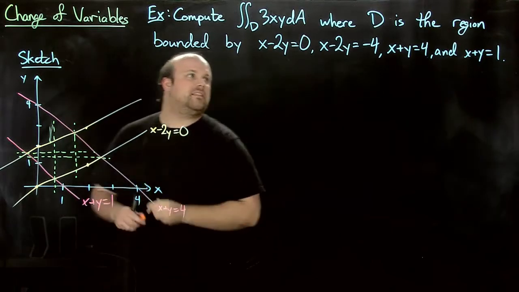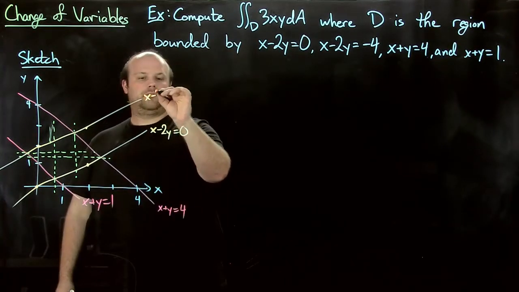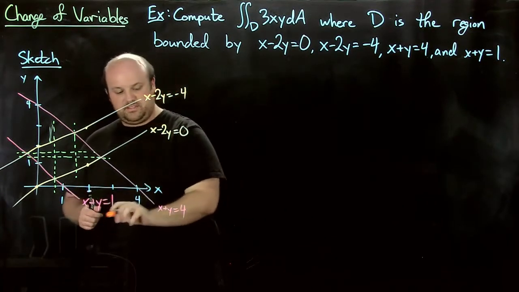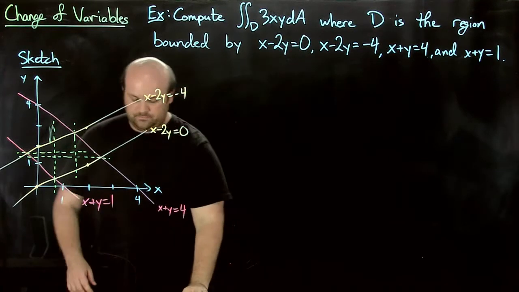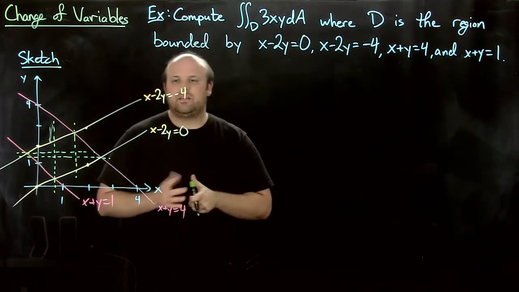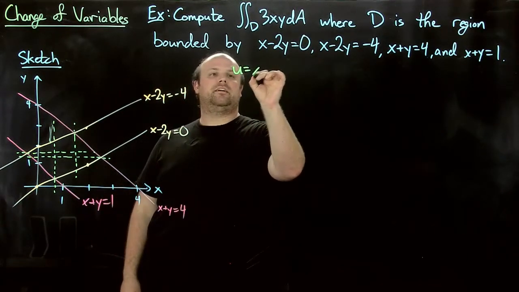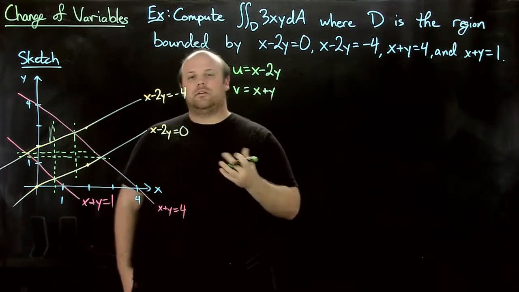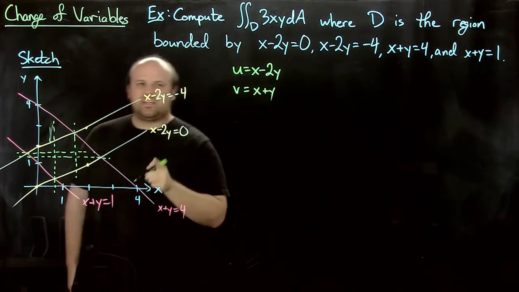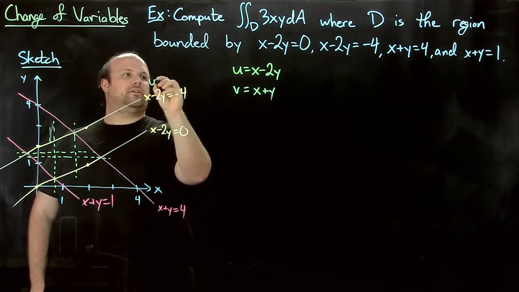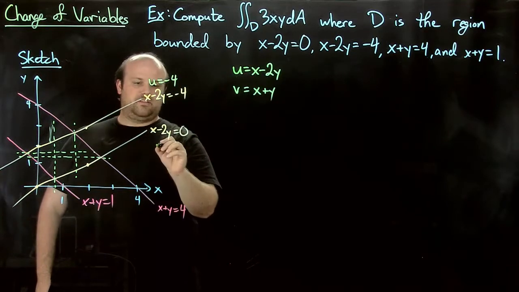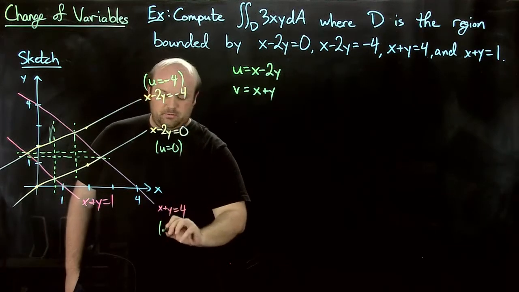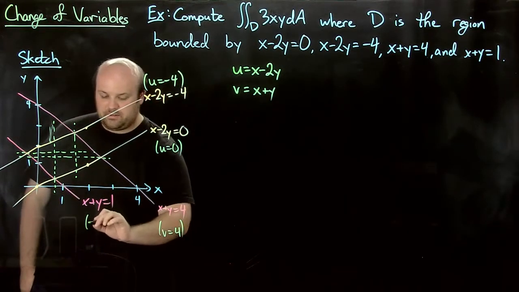So notice, though, that these lines here have something in common. These are parallel, and these are parallel. And we can do kind of a trick here. If we say let u be x minus 2y and v be x plus y, well, what good is that going to do us? That's going to change this line to be u equals minus 4. This one's going to become u equals 0. This one will be v equals 4. And this one will be v equals 1.